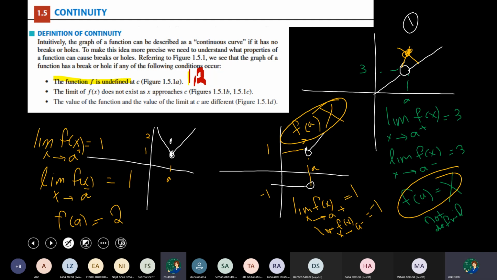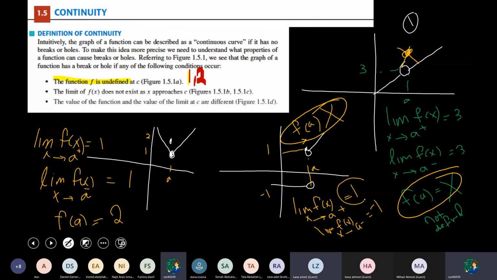The second one, the limit does not exist as x approaches c. That means if they are from the right and from the left, they are not equal. The limit does not exist. Like which one? A or 1 or 2 or 3? They are not equal from the right and from the left. 2. Thank you.